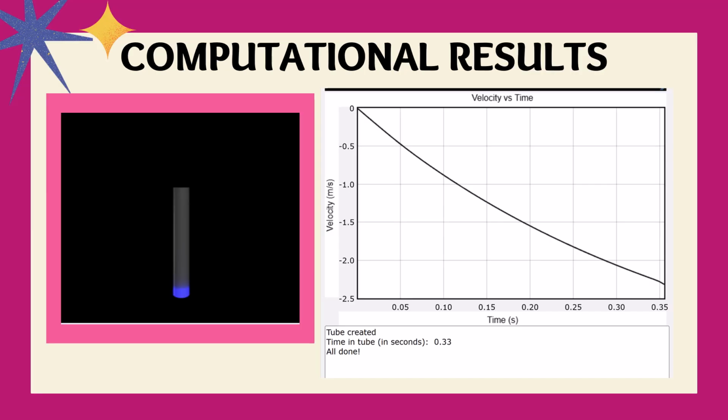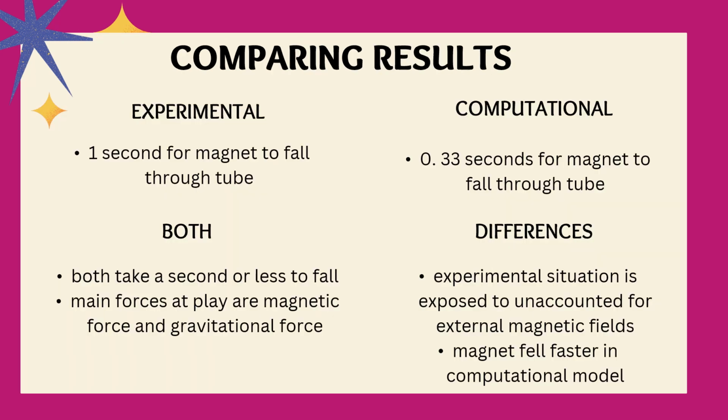The computational results give us this. So we have our picture of the tube, and then a little velocity versus time graph. And the time that it took for the magnet to travel through the tube is 0.33 seconds, according to this. So now we're going to compare our experimental and computational results. Obviously, they differ. For experimental, it took 1 second for the magnet to fall through the tube, but for computational, it only took 0.33 seconds.